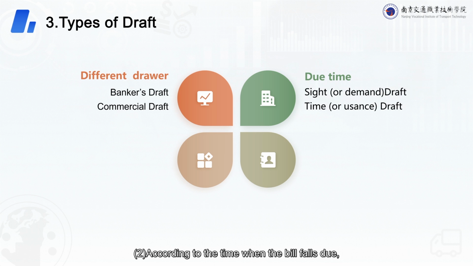2. According to the time when the bill falls due, bills of exchange can be divided into sight or demand draft, and time or usance draft. Sight or demand draft means that the drawee pays immediately on presentation, or sight, without acceptance. Time or usance draft is payable on a specified date or within a specified period of time and requires acceptance.